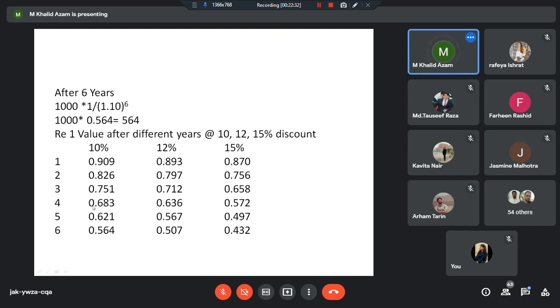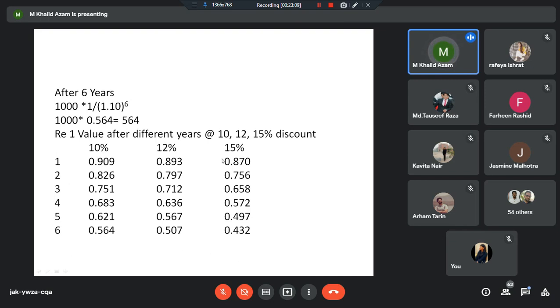Similarly, if you check this table, you will find that it is reducing, which I have already explained, and if the rate is going to increase, it is going to reduce further. So 0.683, now it is 0.636 at 12% and 0.572 at 15%. Similarly, 0.621, this is further reduced at 12% to 0.567, and if you calculate it at 15%, it is 0.497. Similarly is the case here.